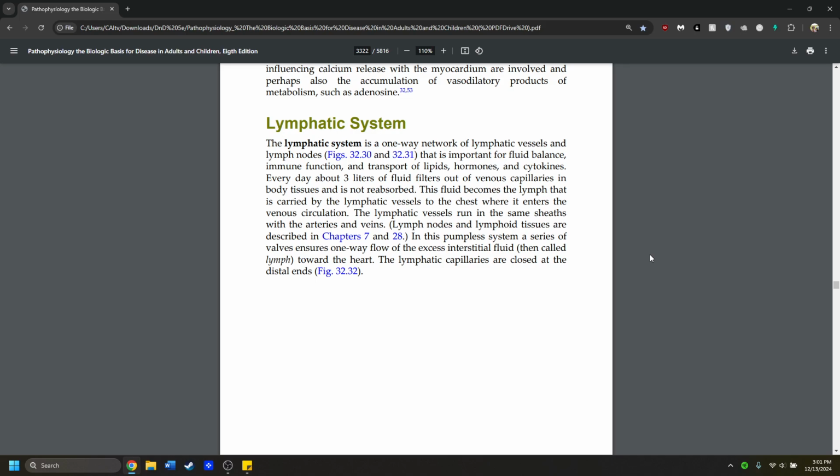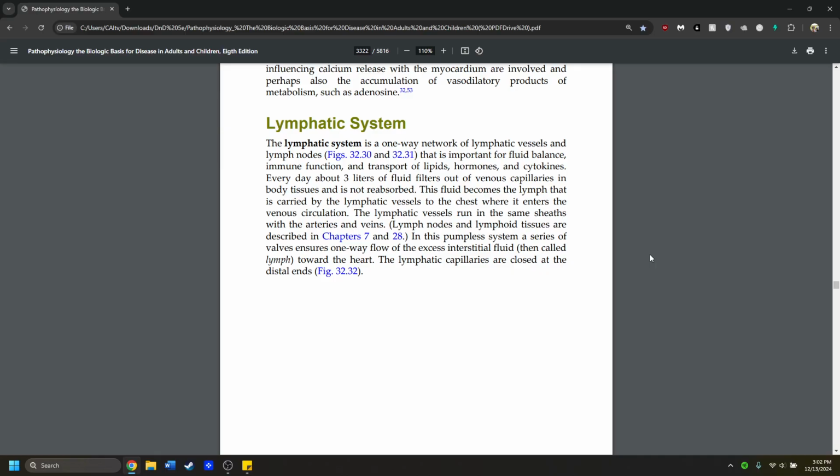Every day, about 3 liters of fluid filters out of the venous capillaries in body tissues and is not reabsorbed. This fluid becomes the lymph that is carried by the lymphatic vessels to the chest, where it enters the venous circulation. The lymphatic vessels run in the same sheaths with the arteries and veins.